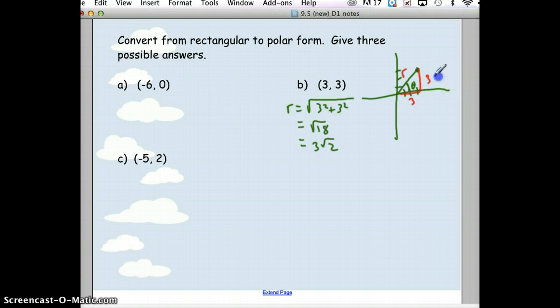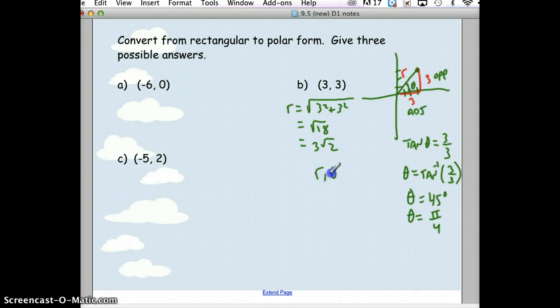Well, we have our opposite and we have adjacent. So we can use tangent. Tangent theta would equal 3 over 3. So we would take the inverse tangent and we would get 45 degrees, or we could say pi over 4. So our polar coordinates would be r comma theta, so 3 root 2 comma 45 degrees, or if you wanted to write it in radians, you could.